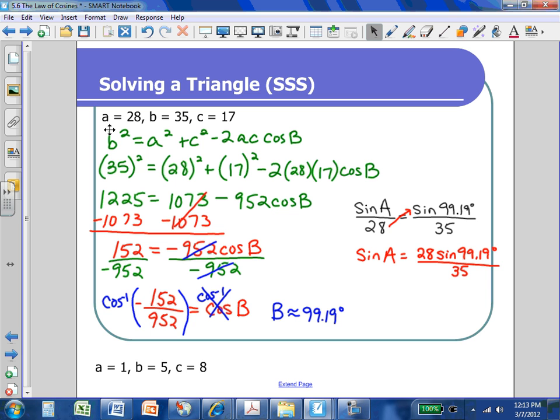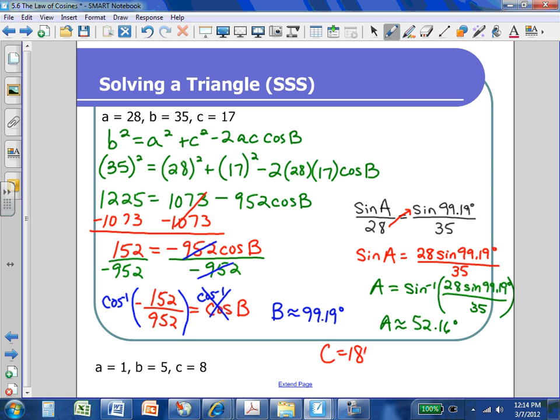And then in order for me to get A by itself, you take the inverse sine to the other side. So I have the inverse sine of 28 times the sine of 99.19 degrees all over 35. Okay, so when you punch this in, A is going to come out to be approximately 52.16 degrees.